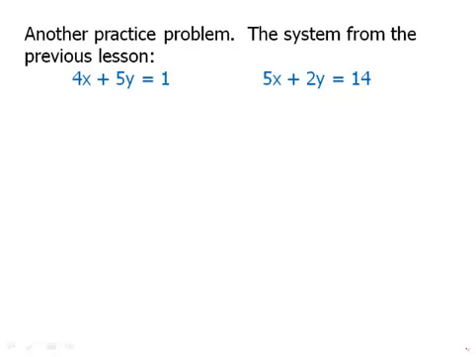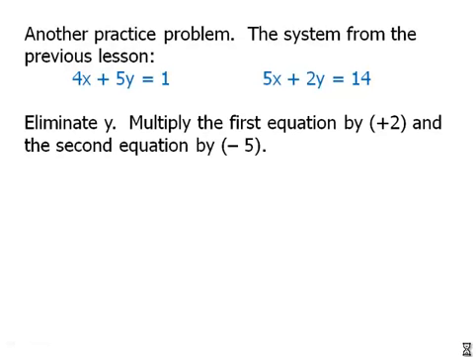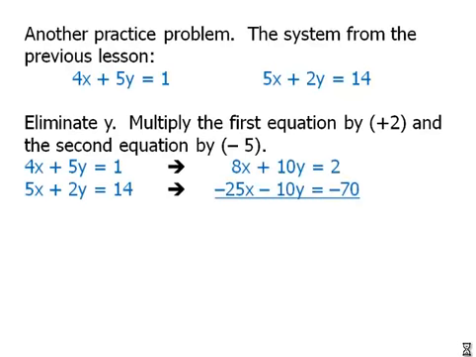Okay, well, let's talk about this. I'm going to choose to eliminate y. We could do either way, but I'm going to choose to eliminate y. I'm going to multiply the first equation by positive 2 and the second equation by negative 5. And what I'm trying to do is get to plus 10y and minus 10y. So when I do those multiplications, these are the equations I get. I multiply every term in each equation. Then I add the two equations.